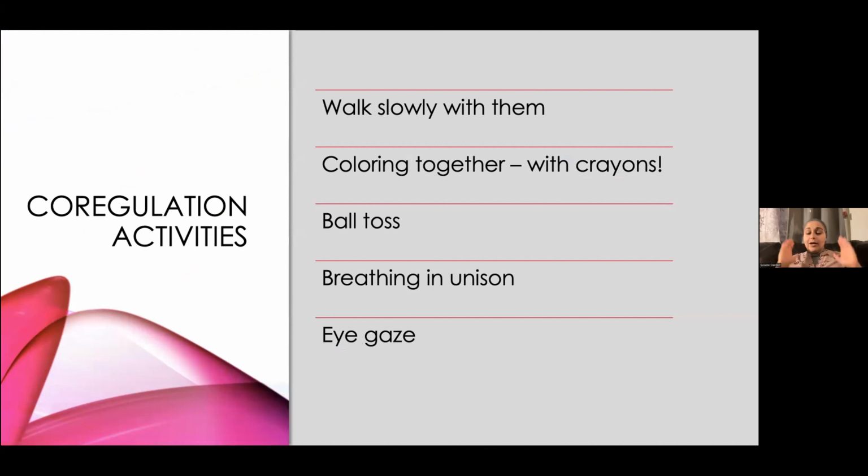So we are regulating together. We're going to throw it in unison back and forth at each other. Breathing in unison. So take a deep breath with me. And breathing together, doing that in unison, that client again is looking at you, focusing on you, and they can co-regulate their breathing and calm down with you.